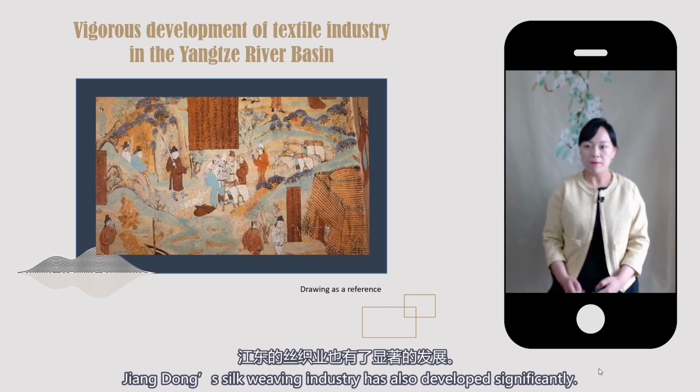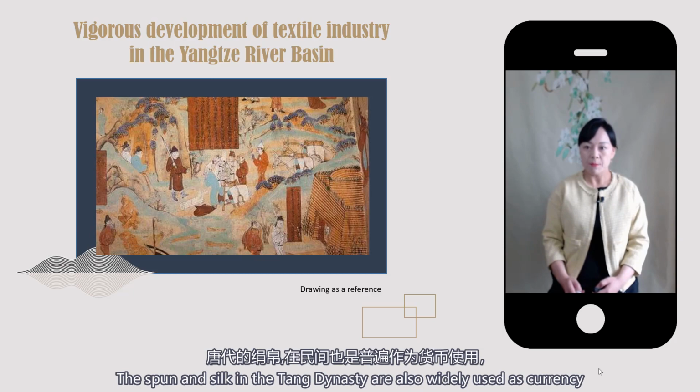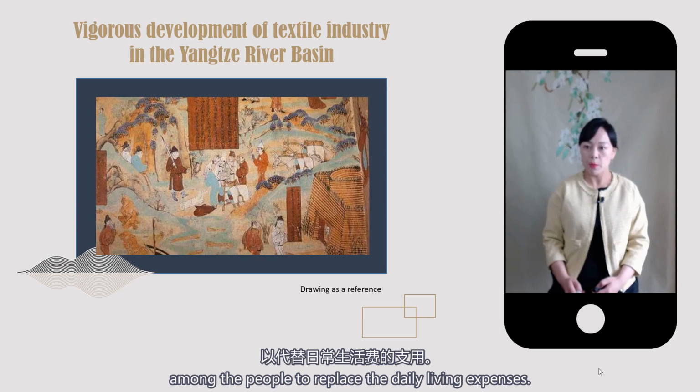Jiangdong's silk weaving industry also developed significantly. Spun silk and silk in the Tang Dynasty were also widely used as currency among the people to replace daily living expenses.